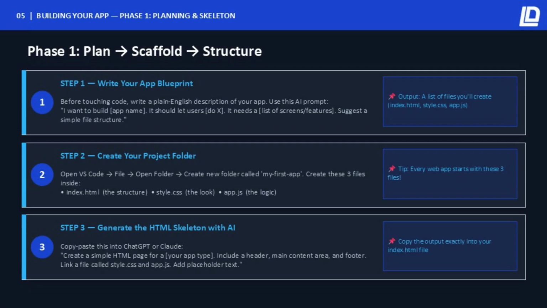Now we enter the building phase. We start with the skeleton, the HTML. This defines the structure of your app. You'll ask your AI for a blueprint and have it generate the base files. This is where your plan starts becoming a real digital product.